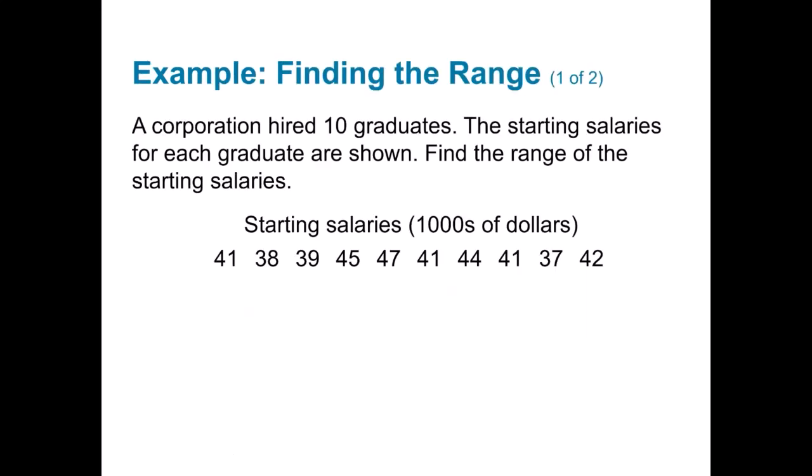So let's say, for example, and I'm going to keep coming back to this data set today, here I've got a corporation who hired 10 graduates. We want to find the starting salaries for each graduate, and we have that information, and we want to find what the range of those starting salaries is. So how do we find the range? We just look for the biggest and the smallest data value. What is our biggest data value here? 47, right? And what's our smallest data value? 37. So our range is literally just going to be the 47 minus the 37, or 10. That's how you find range.